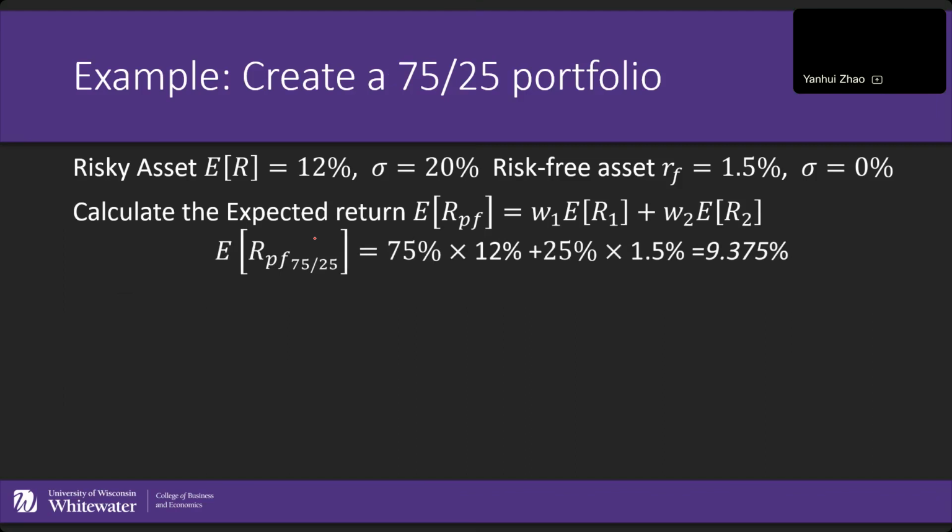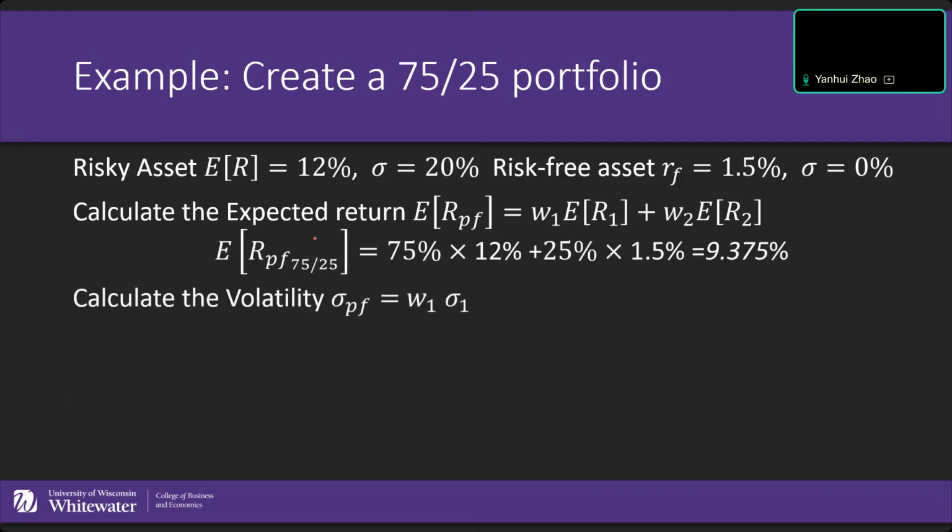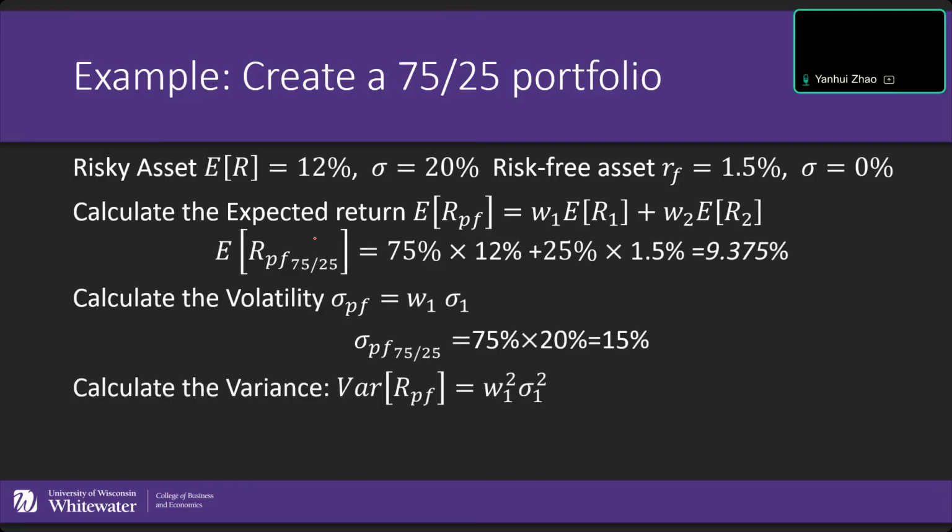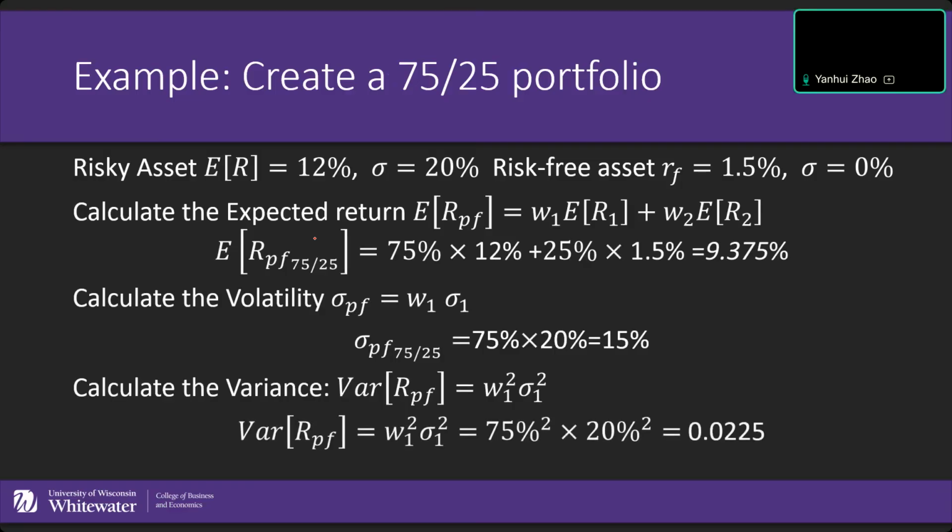Okay, so that's the expected return. The volatility here is 75% times 20%, which is 15%. The variance will be the square of 15%, which is 0.0225. So the volatility is just the square root of the variance.